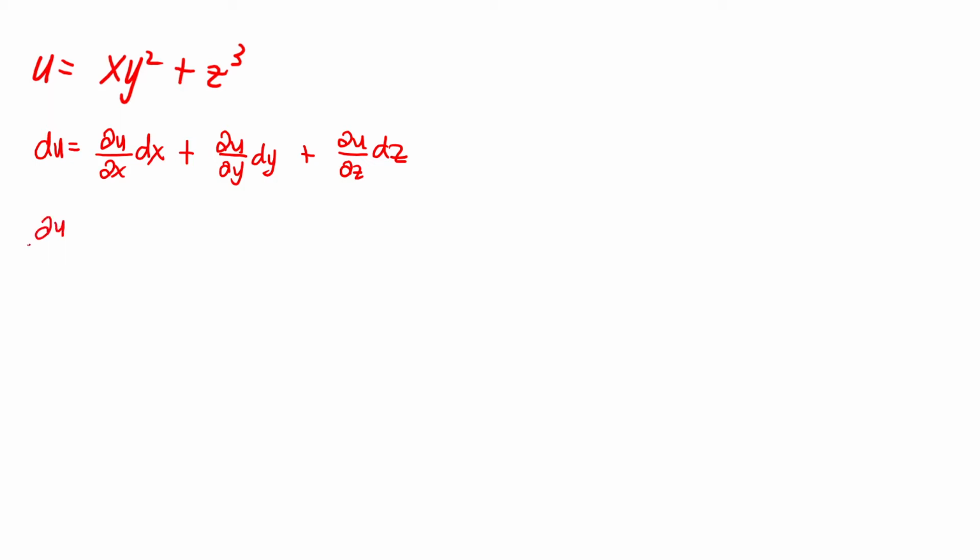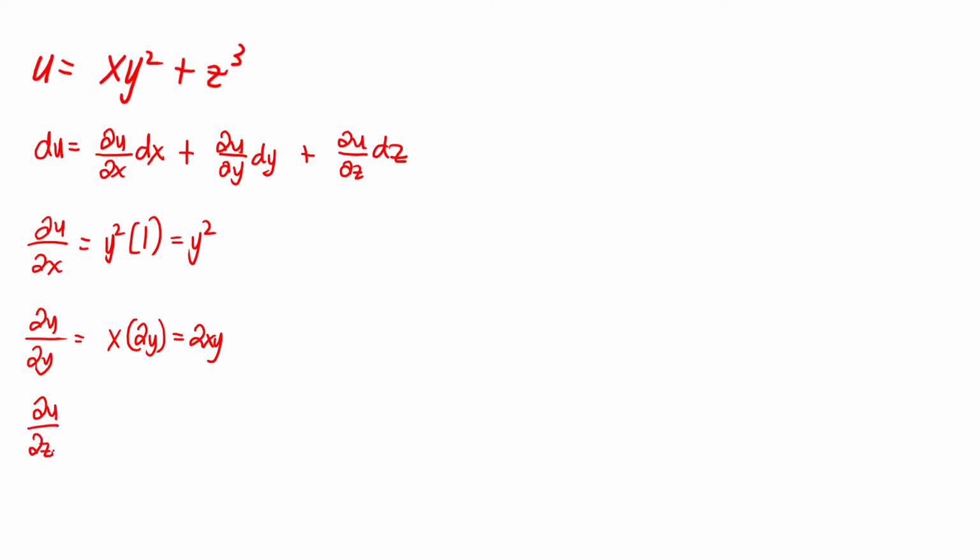So, what is the partial of u with respect to x? That will be copy y squared. Differential of x is 1. Y squared lang. What is the partial of u with respect to y? Copy x, differentiate y squared, that's 2y. So 2xy. Then the partial of u with respect to z, that will be equal to 3z squared.